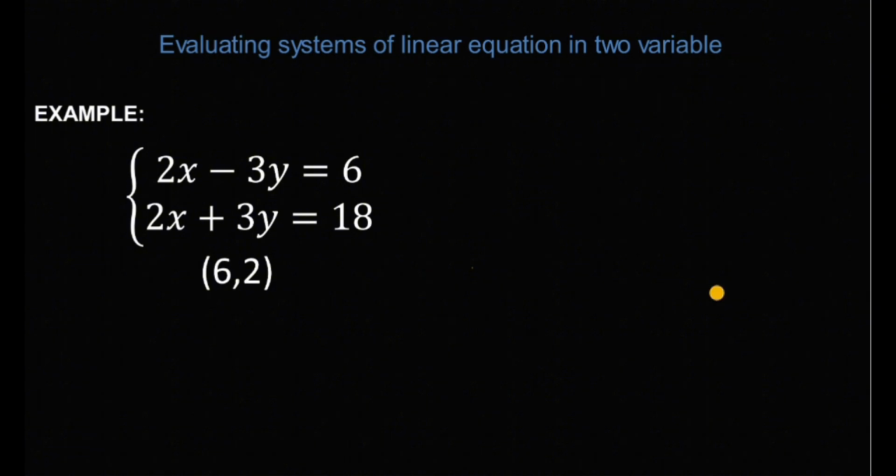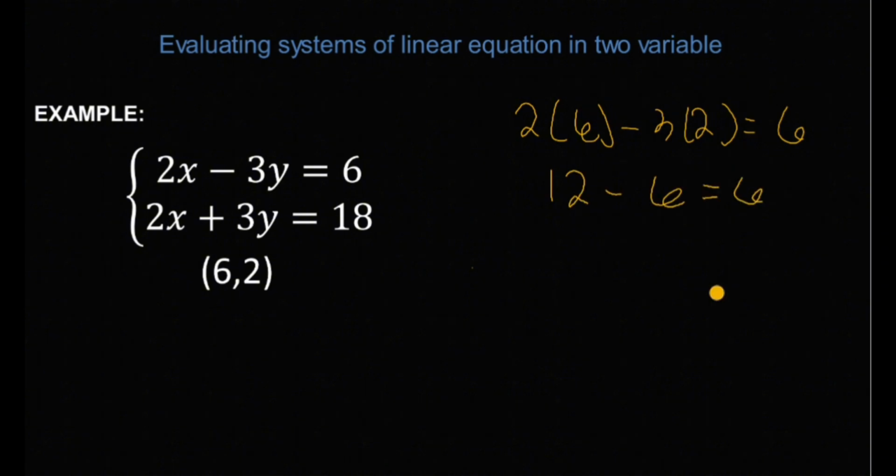Okay, so let's go ahead and try this first in your first equation. So 2 times 6 minus 3 times 2 is equal to 6. 2 times 6 is equal to 12, minus 6 is equal to 6. 12 minus 6 is 6, is equal to 6. Therefore, this is true. Now, how about your second equation?